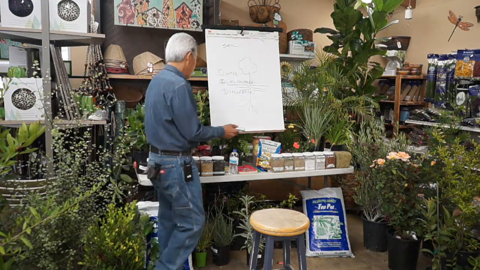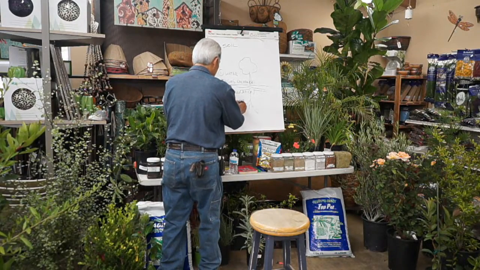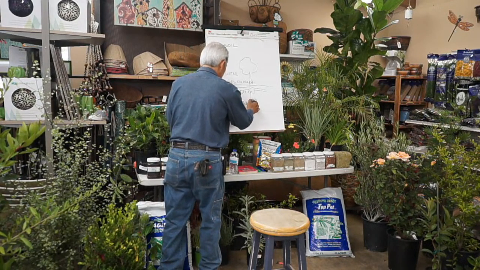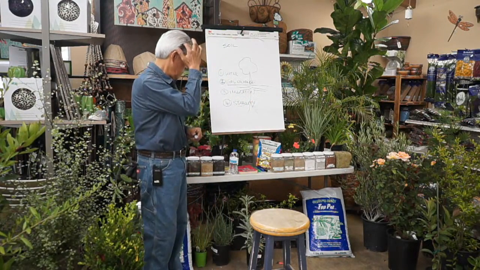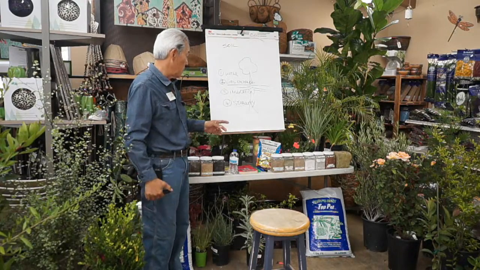Number four is stability. It keeps the plants upright. You don't want them falling over. They don't want to fall over.